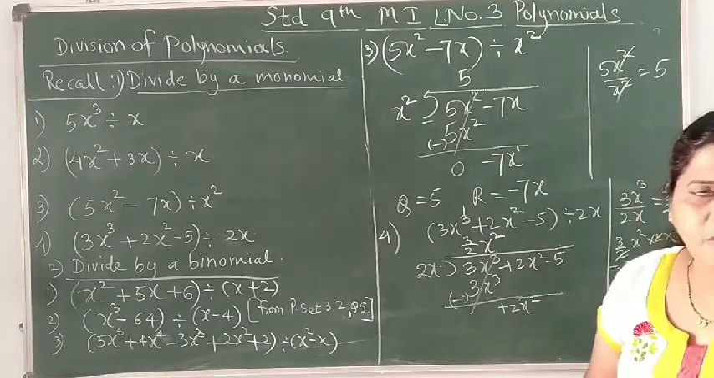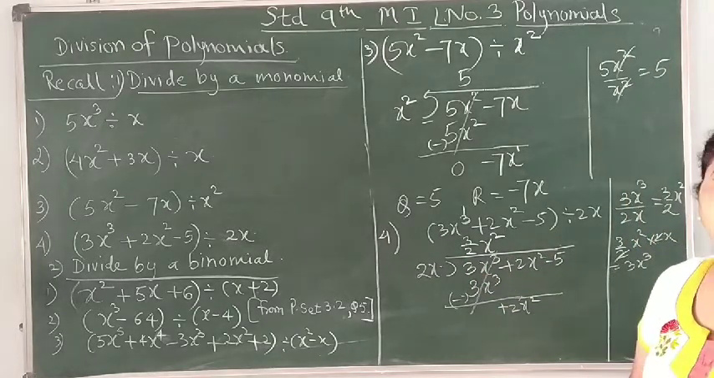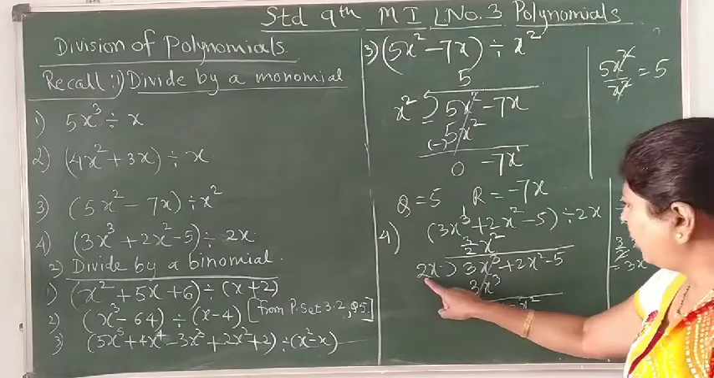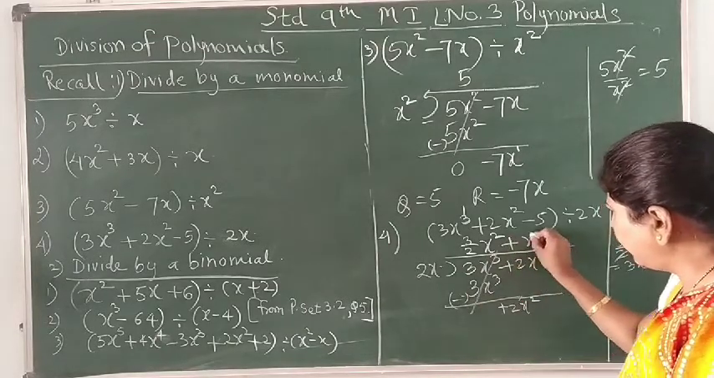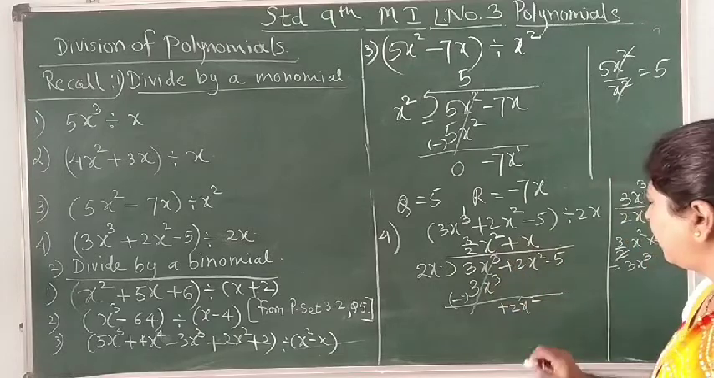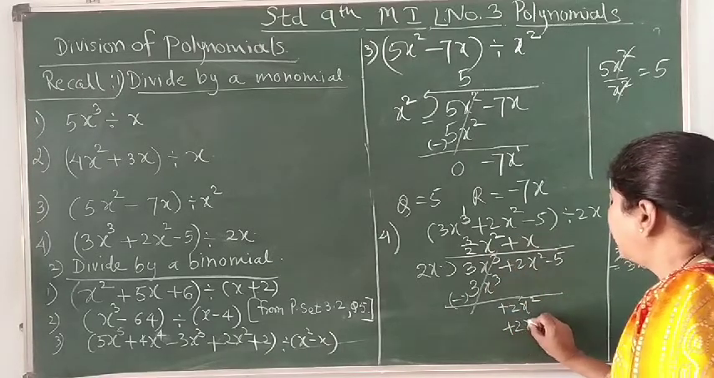If it is possible for you to visualize what the term should be, you can go directly. 2x should be multiplied by plus x. So x into x you get x square, so you get the product 2x square.